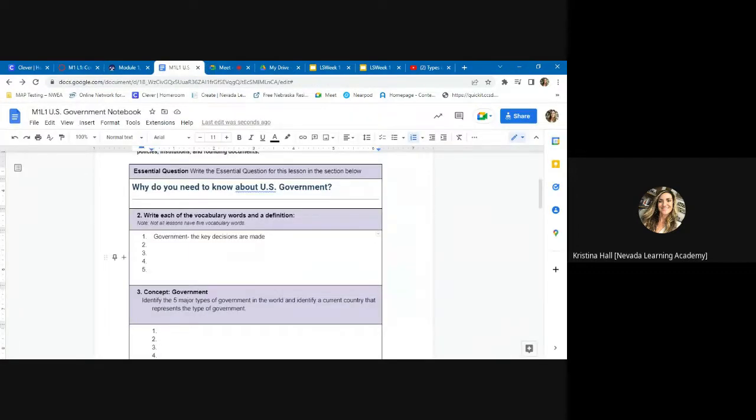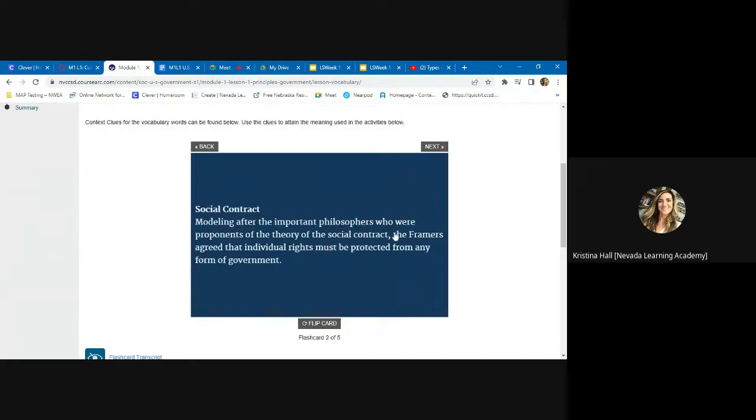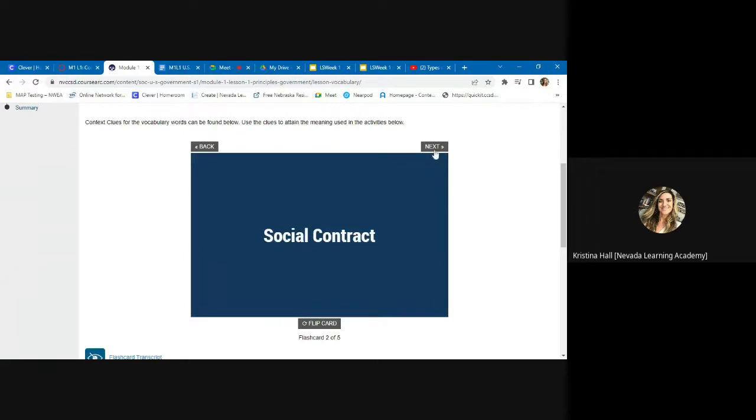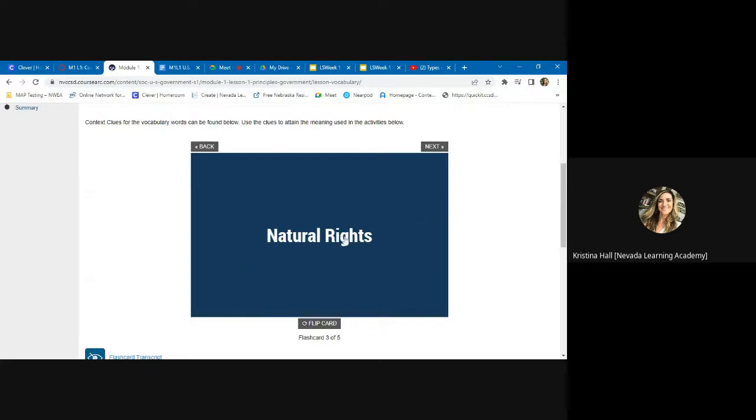So you would write social contract, put the definition. There's the definition, okay? So I don't mind if you kind of do this portion of it, okay? Natural rights, okay? So social contract is more Thomas Hobbes and stuff. So the framers agree that individual rights must be protected from any form of government. So this is kind of a contract that people agree, the government shouldn't abuse power, and the people then agree to work in conjunction with the government. Natural rights, this is going to be John Locke, that life, liberty, pursuit of property that all people are born with, despite your social class.